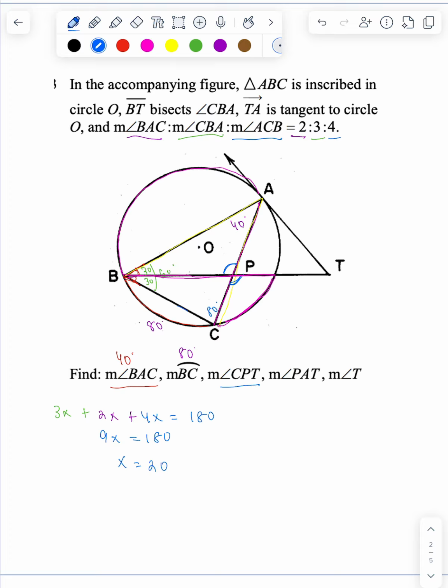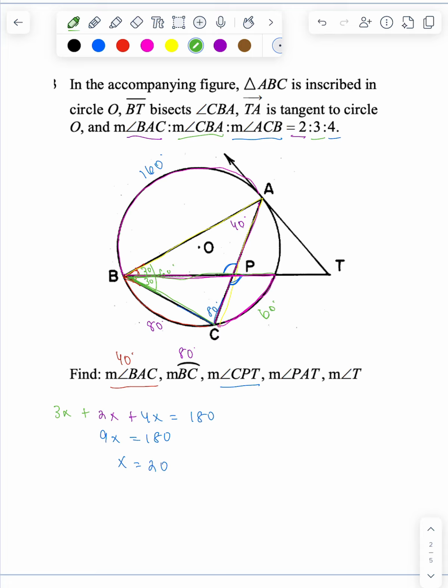We did find this 80-degree angle before. And that does intercept arc BA. So if the inscribed angle is 80, then the intercepted arc is 160. So far, so good. Now we just need to find the other arc. And I think we can, because we know that this is 30 degrees and it's an inscribed angle. And it does intercept that arc. So the inscribed angle is 30, so that means the arc would be double it, which is 60.